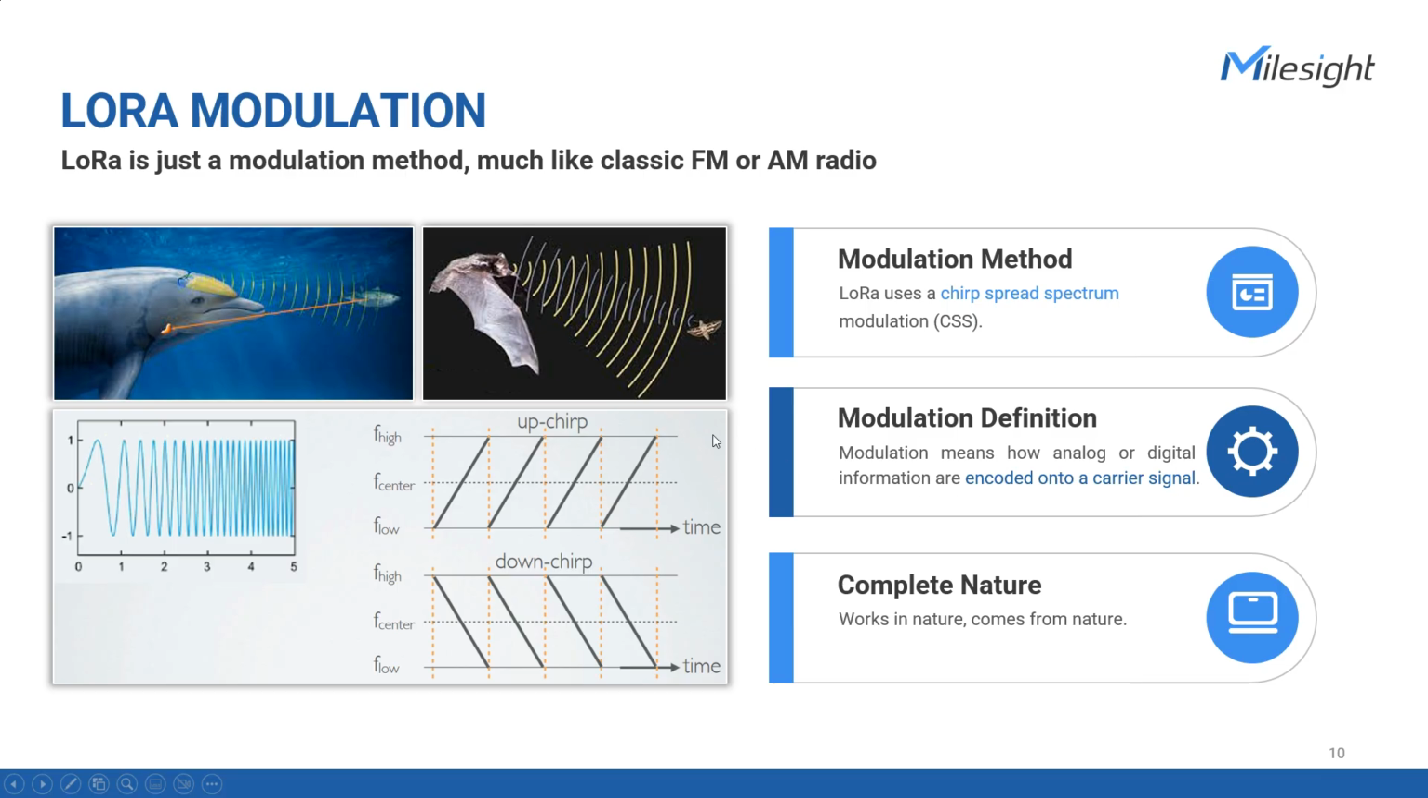With that in mind, there are many products that simply use LoRa modulation on a single channel to send and receive data. Actually, chirp spread spectrum modulation is also used by whales, dolphins, and bats, how they communicate with their partners, how they hunt their prey. They use chirp spread spectrum. This also works over a very long distance, so that's where chirp spread spectrum comes from.